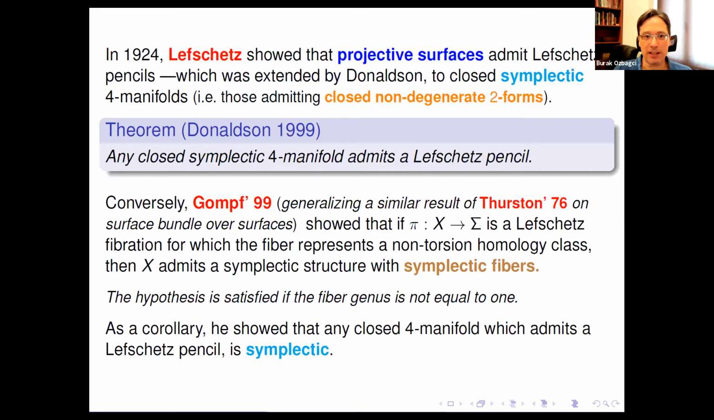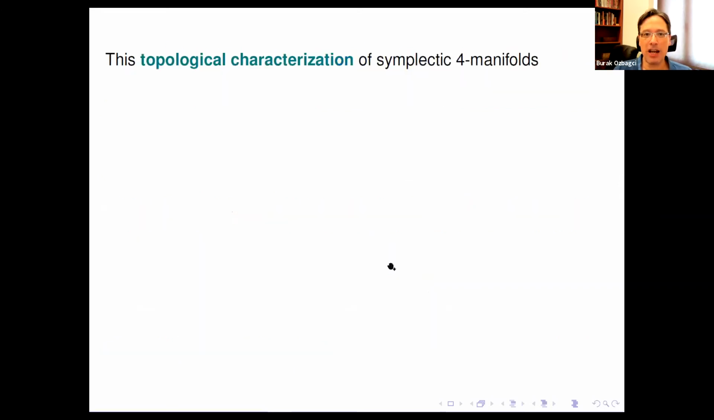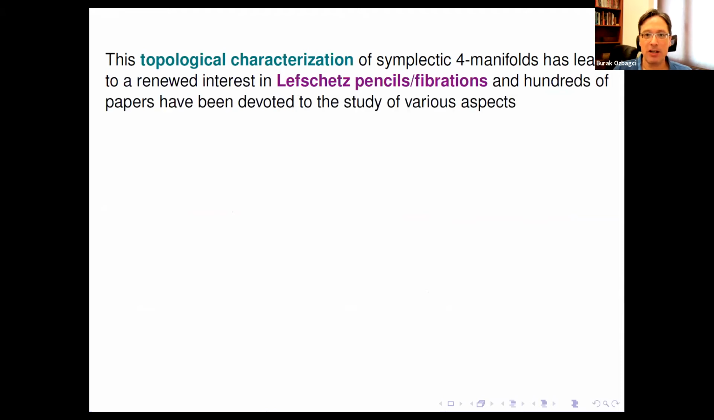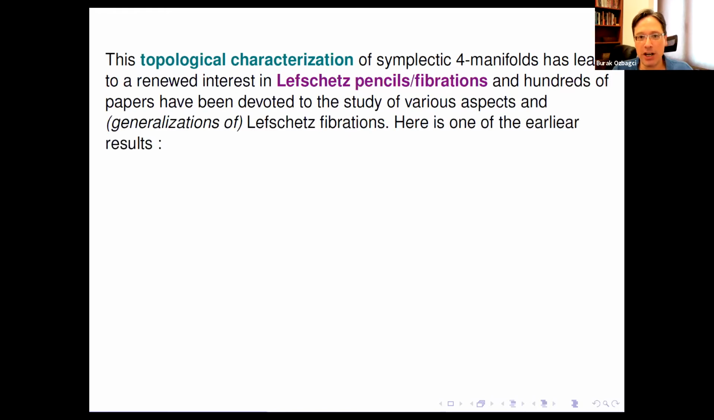As a corollary, Gompf showed that any closed four manifold which admits a Lefschetz pencil is in fact symplectic. So putting together this topological characterization of symplectic four manifolds, meaning that a closed four manifold is symplectic if and only if it admits a pencil, has led to a renewed interest in Lefschetz pencils and fibrations, and hundreds of papers to this day have been devoted to the study of various aspects and generalizations of Lefschetz fibrations.